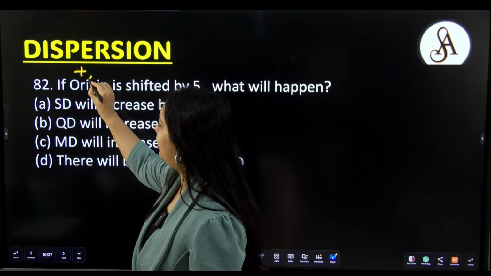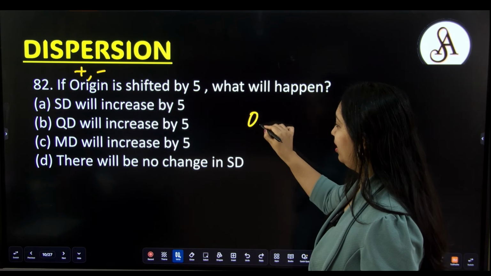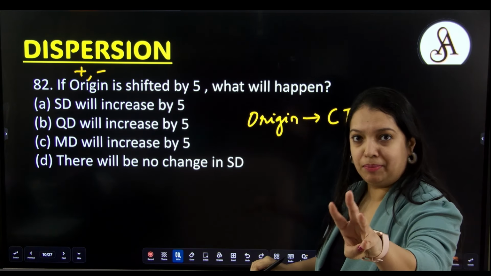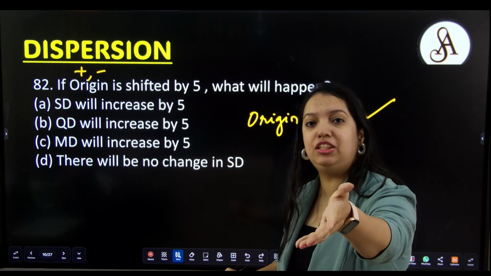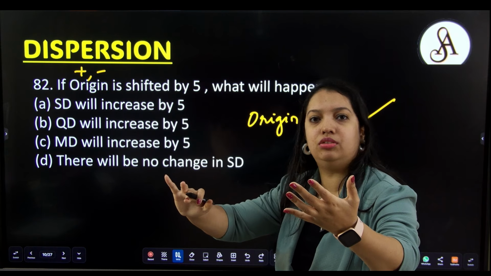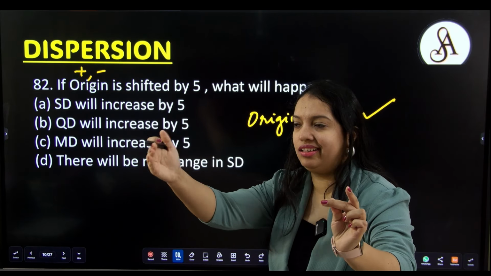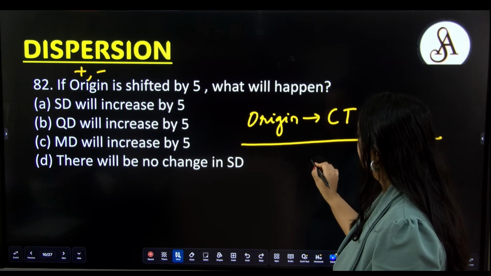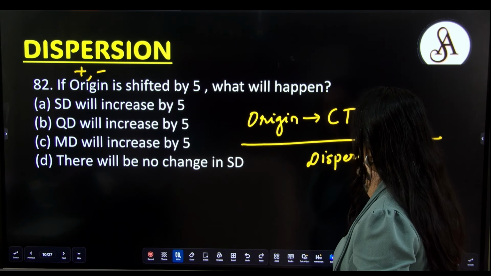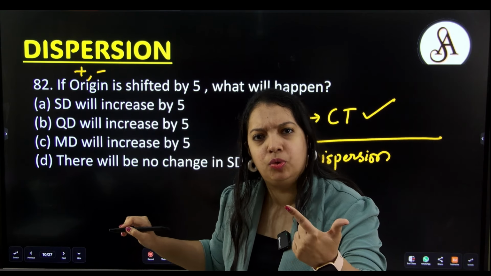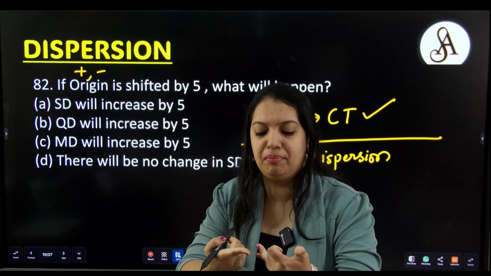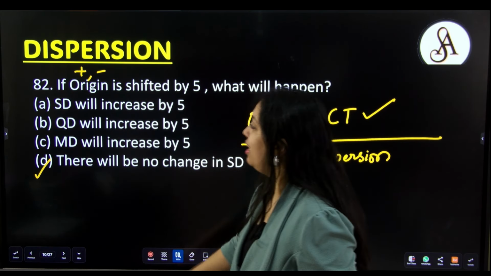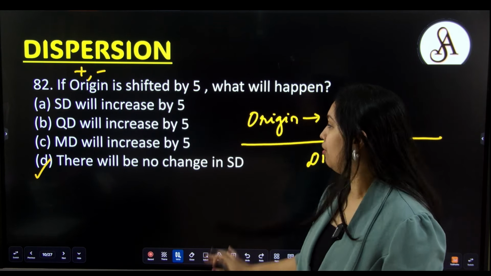Origin means when you add or subtract. Remember, for origin, only central tendency will change. Arithmetic mean, median, mode, geometric mean, harmonic mean. These will change. When you add 5, arithmetic mean also should be added with 5. When you subtract 5, arithmetic mean value should also be subtracted with 5. But when it comes to dispersion, for all the observations I'm adding 2. Will my standard deviation change? No. Will my range change? No. Will my mean deviation change? No. So there is no change in any of these dispersion values when it comes to origin.